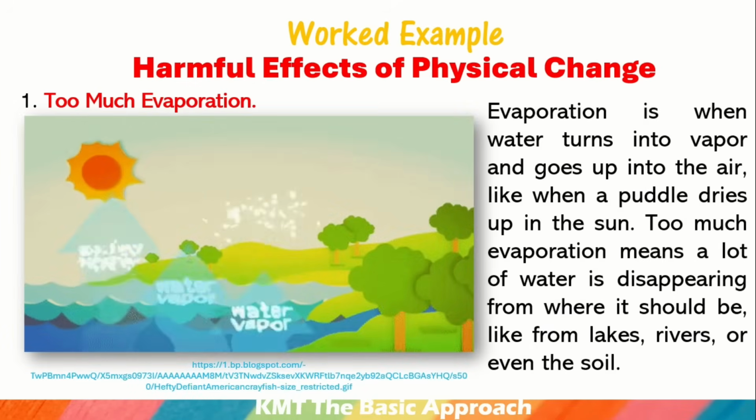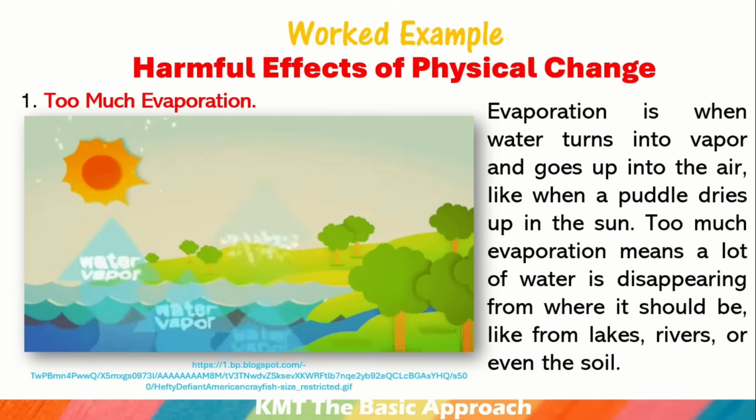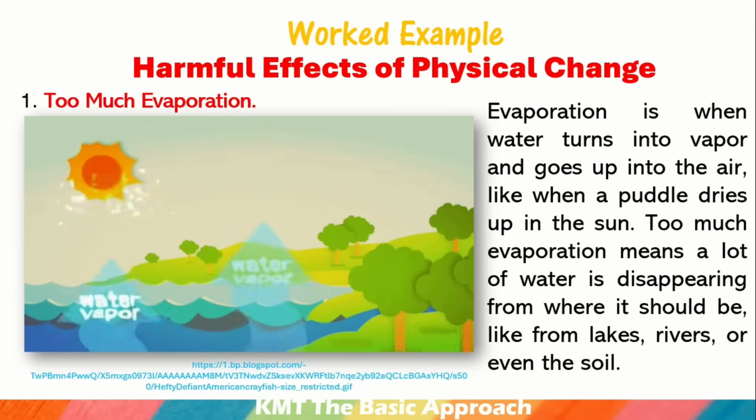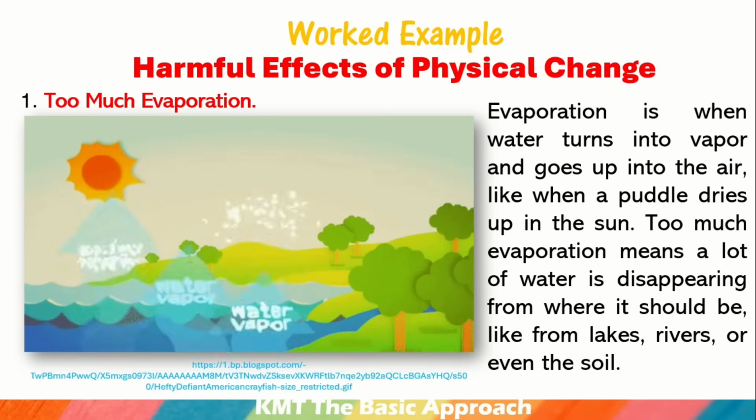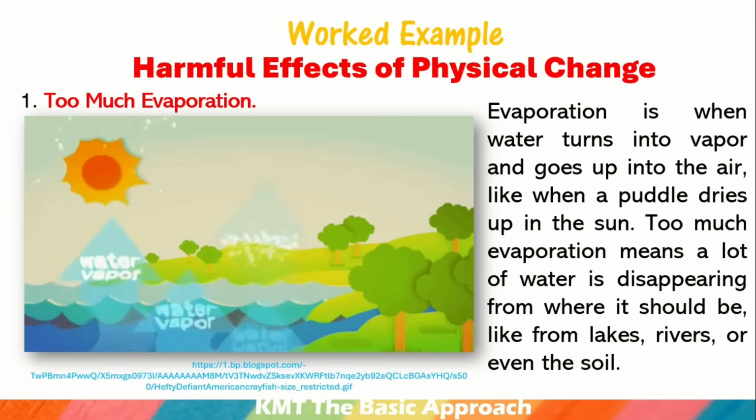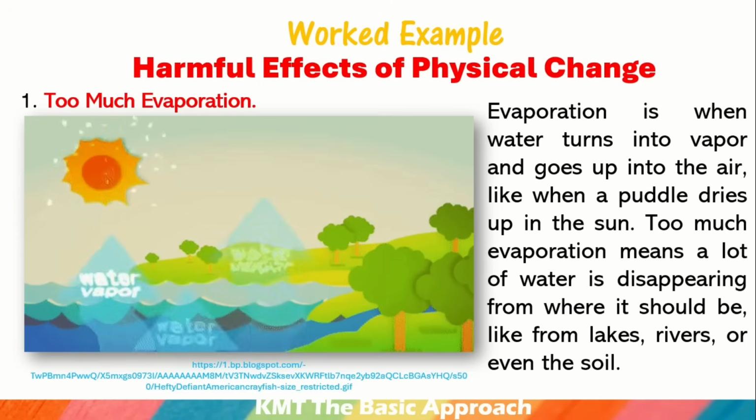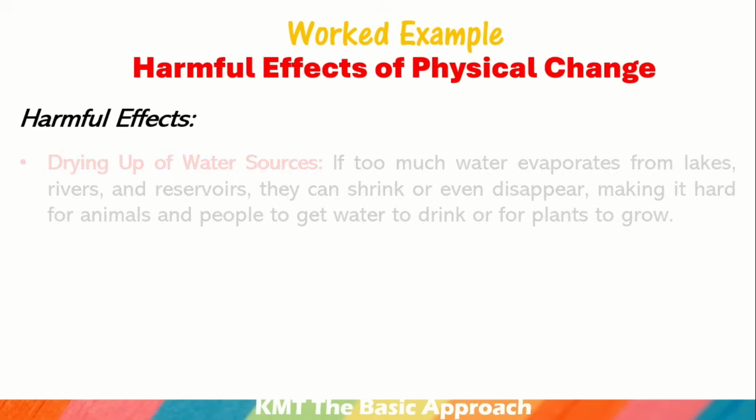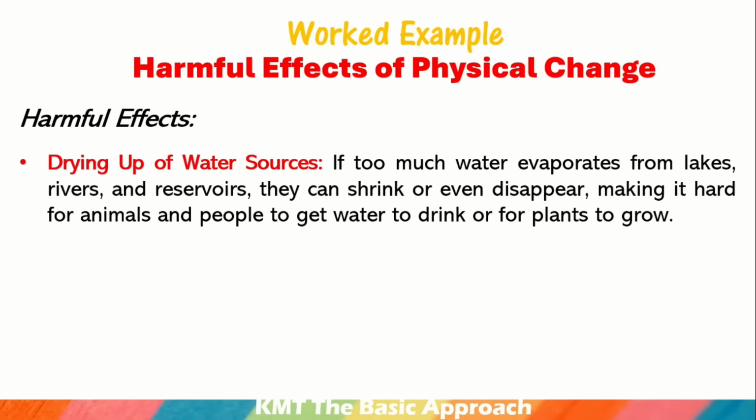Evaporation is when water turns into vapor and goes up into the air, like when a puddle dries up in the sun. Too much evaporation means a lot of water is disappearing from where it should be, like from lakes, rivers, or even the soil. Harmful effects. Drying up of water sources. If too much water evaporates from lakes, rivers, and reservoirs, they can shrink or even disappear, making it hard for animals and people to get water to drink or for plants to grow.